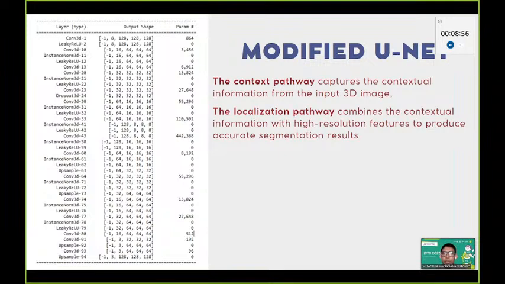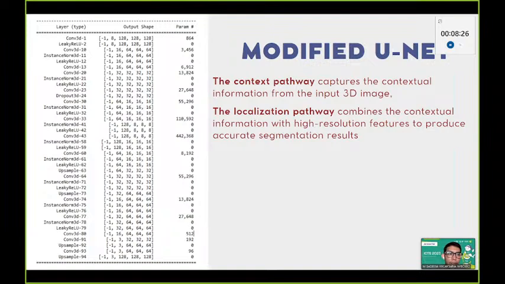Okay, this is our modified UNet, or our proposed method. There are two pathways. The first is the context pathway, and the second is the localization pathway. The context pathway captures the contextual information from the input 3D image, and the localization pathway combines the contextual information with high-resolution features to produce a more accurate segmentation result.